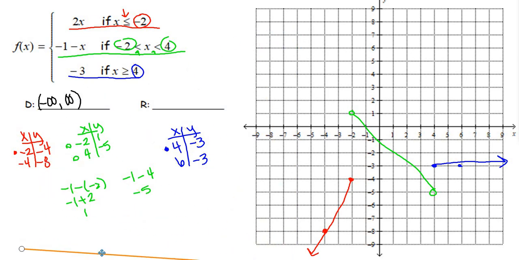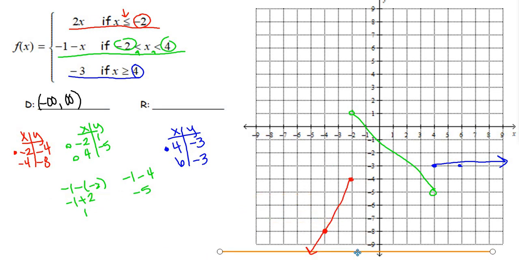Okay, so I'm going to take my line and rotate it so that we can do range. So remember, in range we start from the bottom and go to the top. So from the bottom, as I come up, the first thing I touch is an arrow going down, so that's -infinity.